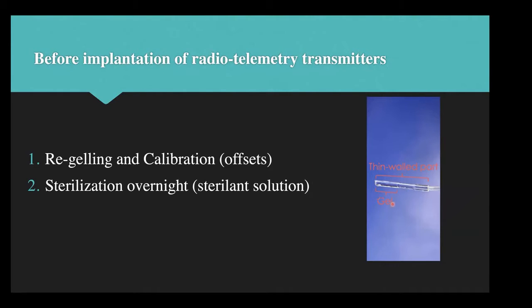If you can see on the right side of my screen, this is how a radio transmitter looks in real life. This is the thin-walled part. And on the tip of the thin-walled part is the gel layer that I was just mentioning. This gel layer needs to be intact and not have any air bubbles. So if you happen to have an air bubble like the one that I have here, you need to get rid of it. This is what we call regelling the probes. And then you need to run their offsets, or calibrate them, to make sure you account for this in your data. And then you sterilize them overnight in a cold sterilant solution.